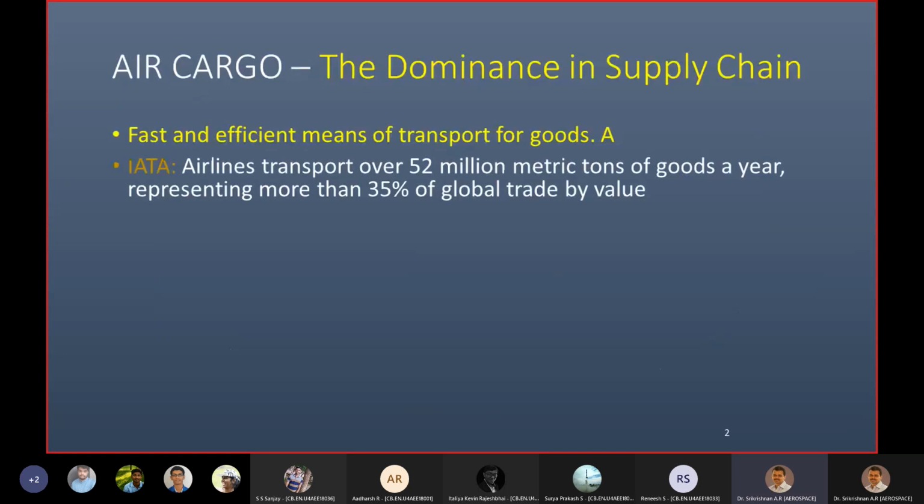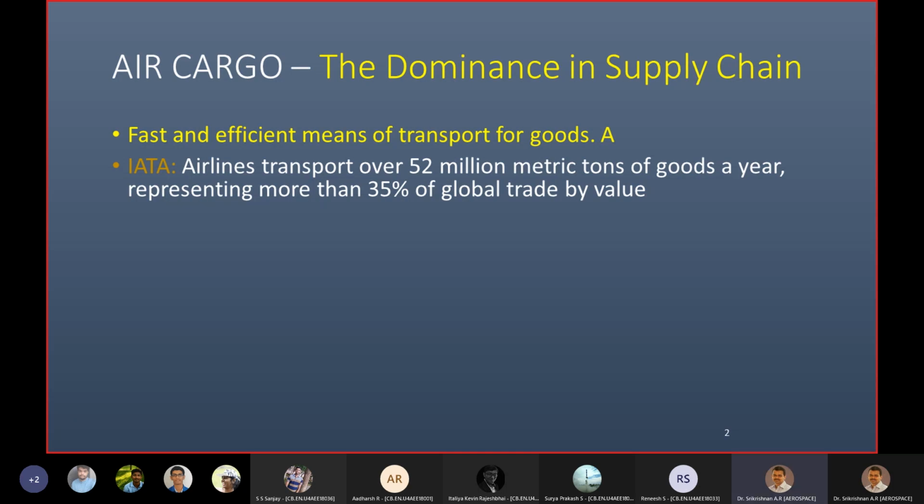First, just recalling the dominance of air cargo in the supply chain. It's probably, in reality, the fastest and the most efficient means of transportation of goods. That is very obvious. The turnaround time is the lowest for air cargo, or transport of goods by airlines.